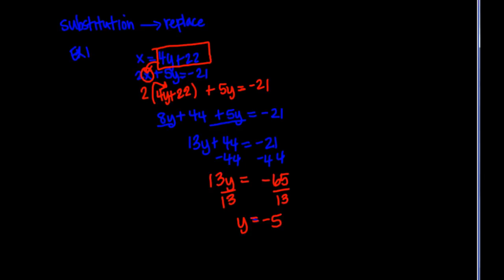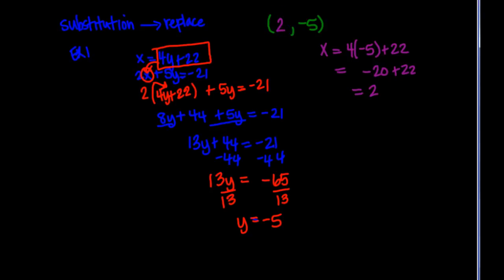All right, so now here's the question. When y is negative 5, what is x? So I could go back to either one of these two originals and plug in negative 5. And I would like to do it in the first one, because it's just going to be a little bit faster since x is already isolated. So 4 times negative 5 plus 22. So now I'm going to go ahead and solve this for x. So 4 times negative 5 is negative 20 plus 22. So x is 2.